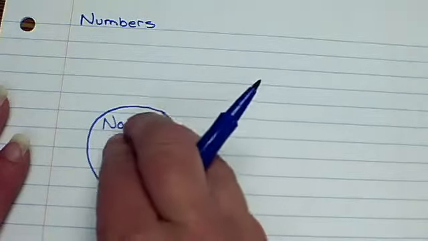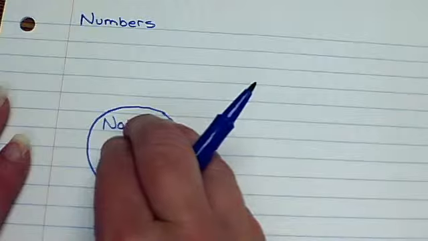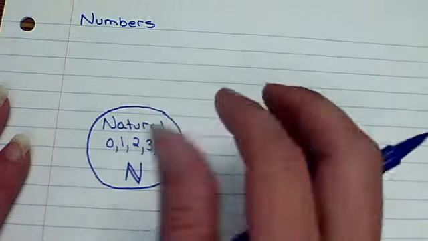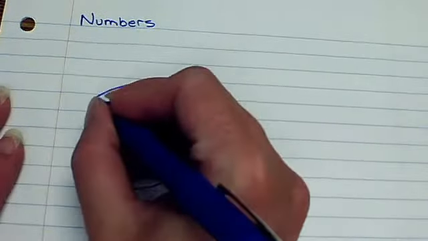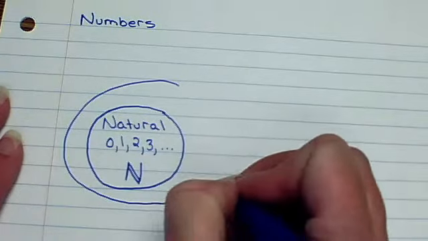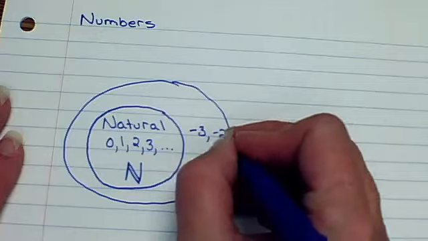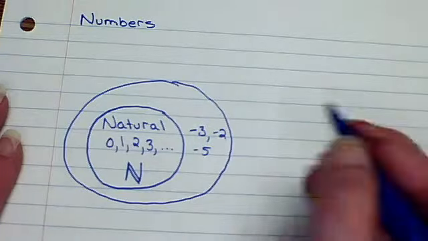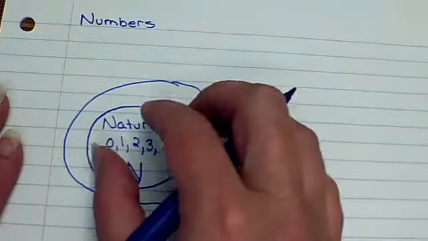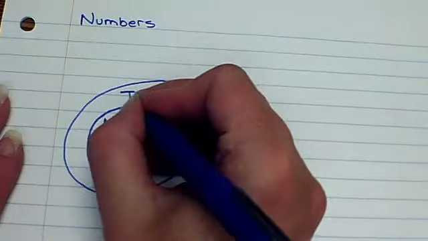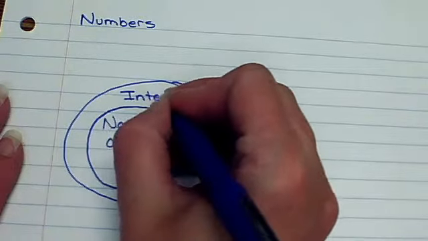So what they did was they took this set of numbers and they extended it by putting in also all the negative numbers. So here's where your -3, -2, -5, everything negative lives. Put them all together, and you have what are called the integers.